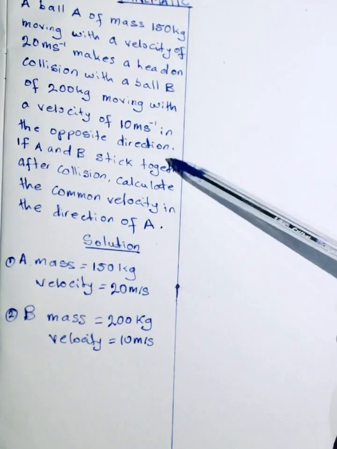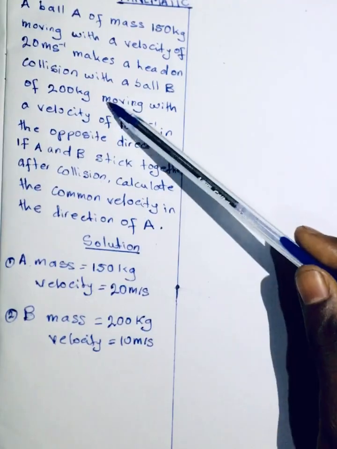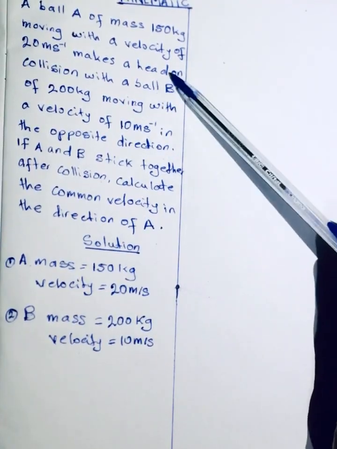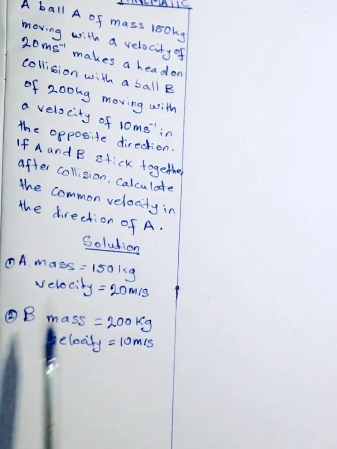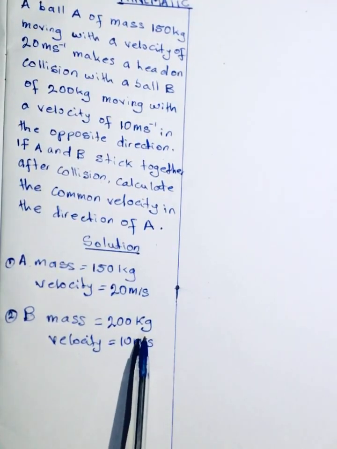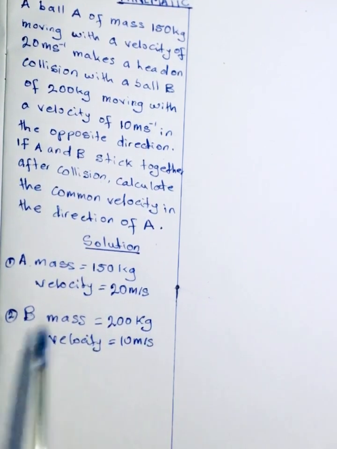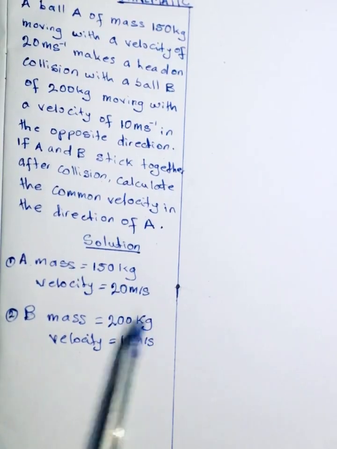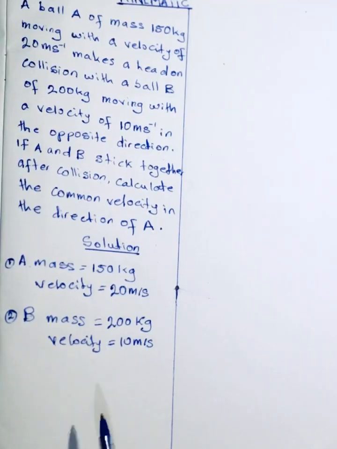In the question, it states clearly that they had a head-on collision. And we know that there's a law governing this type of question: in a system of colliding bodies, the total momentum before the collision must be equal to the total momentum after the collision, provided no net force acts on the bodies.